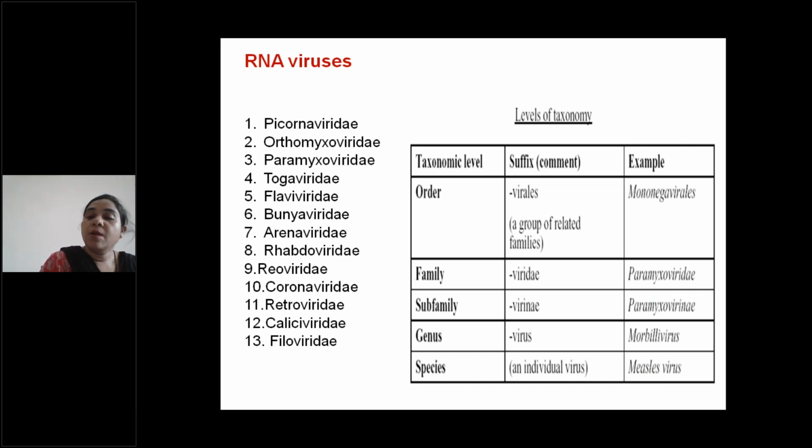So RNA viruses: coronaviruses, orthomyxoviruses, paramyxoviruses, Togaviruses, Flavi, Bunya, Arena, Rhabdo, Reo, Corona, Retro, Calci, and Filoviridae. Okay.